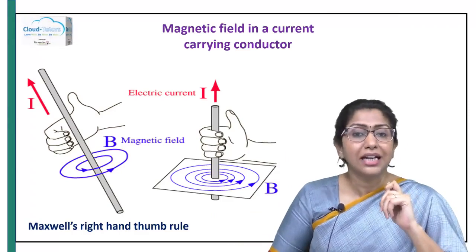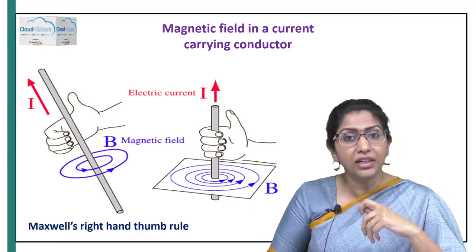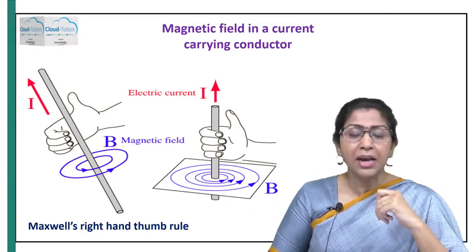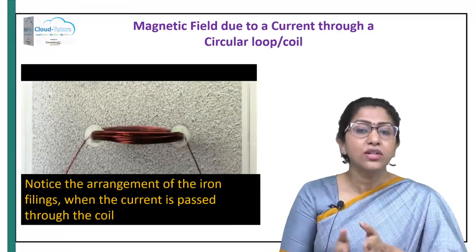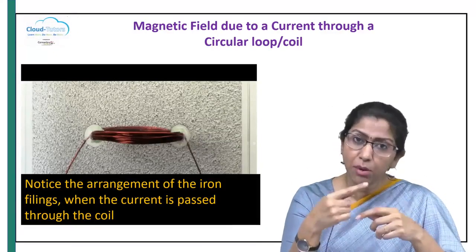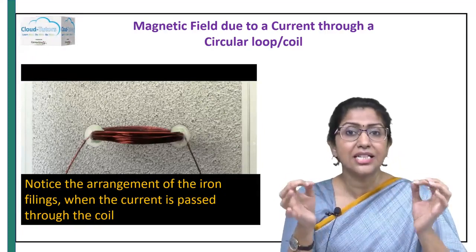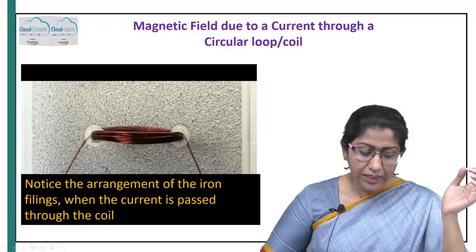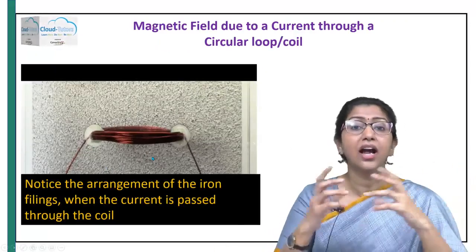So this is the magnetic effect of current, and the direction of the magnetic field induced around a straight current carrying conductor is given by Maxwell's right hand thumb rule. With this, we also saw what happens if we wind the same copper wire into a coil. Even then, as you can see on the screen, as and when we pass the electric current, a magnetic field is induced around this coil.